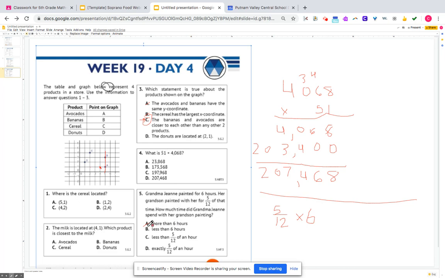Less than 5/12 of an hour. No, because it says how much time did Grandma spend with her grandson? It was more than that. Exactly 5/12 of an hour. No, we said it was already a little less than 3 hours. So neither one of these makes sense. So less than 6 hours because 6/12 times 6 would be 3, half of 6. 5/12 times 6 would be a little bit less than 3.